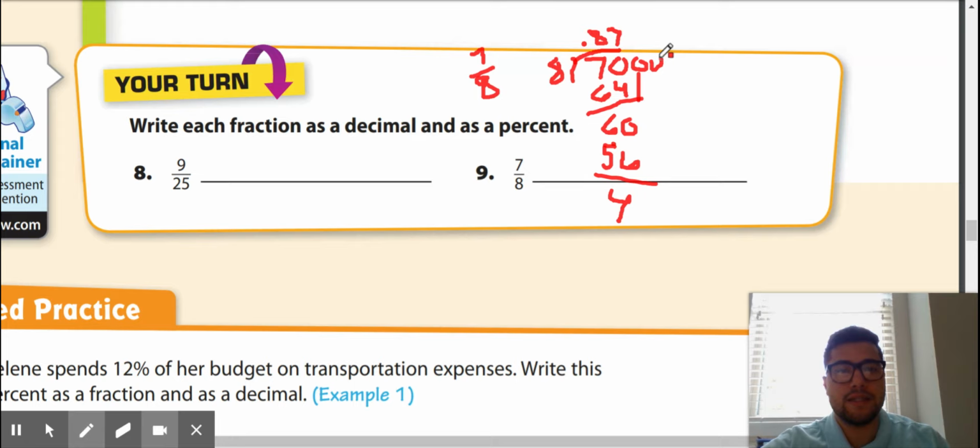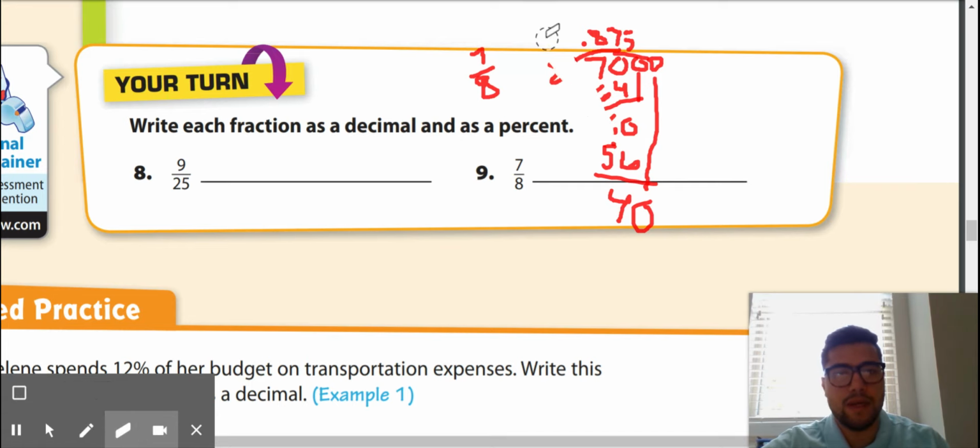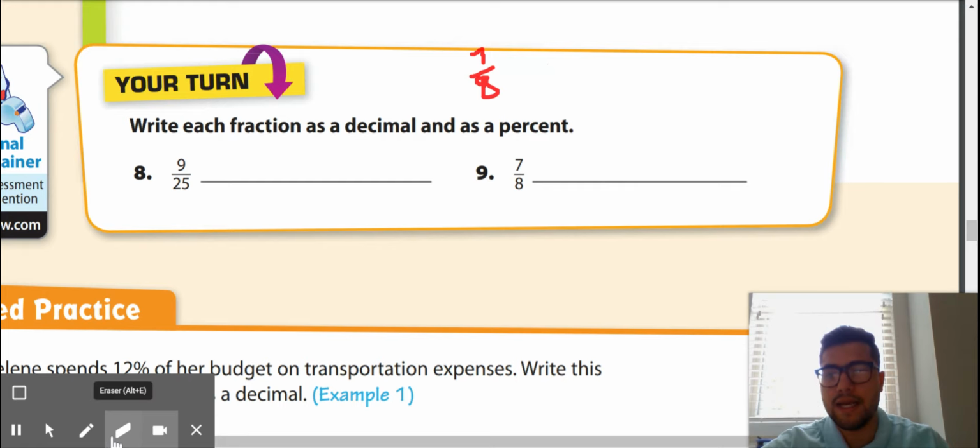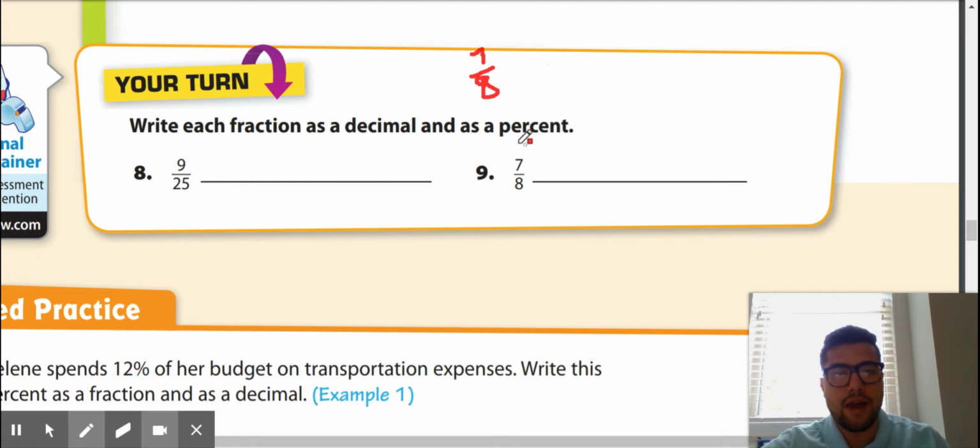And again, 8 doesn't go into 4, so we're going to bring down a 0 again and make this a 40. And 5 times 8 gives us the 40. So we know it's 0.875. Now perfect, because that's what we got last time when we did this the other method. And you can see that just by dividing, we can actually figure out the decimal that we need from a fraction. So we know how to figure that out now.